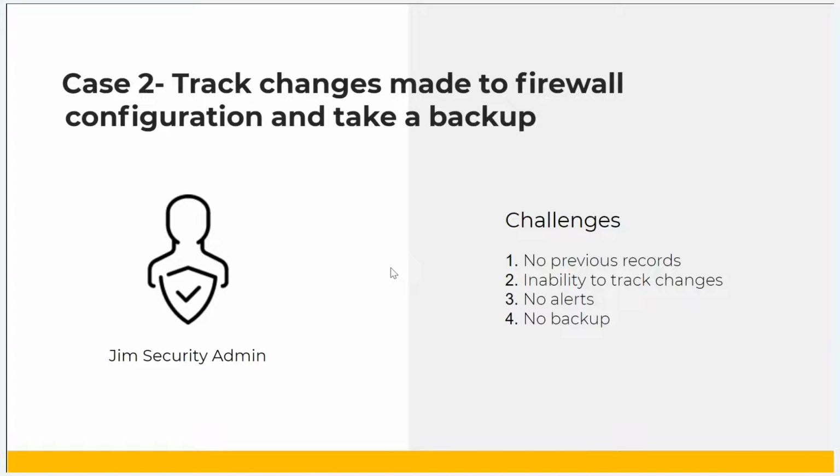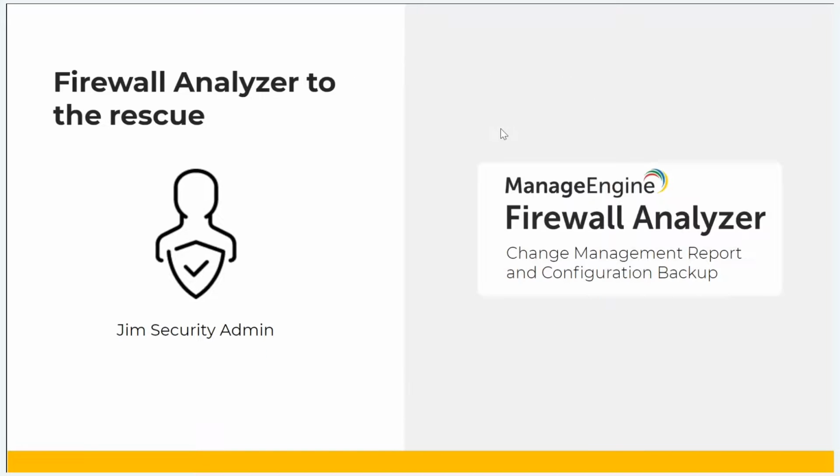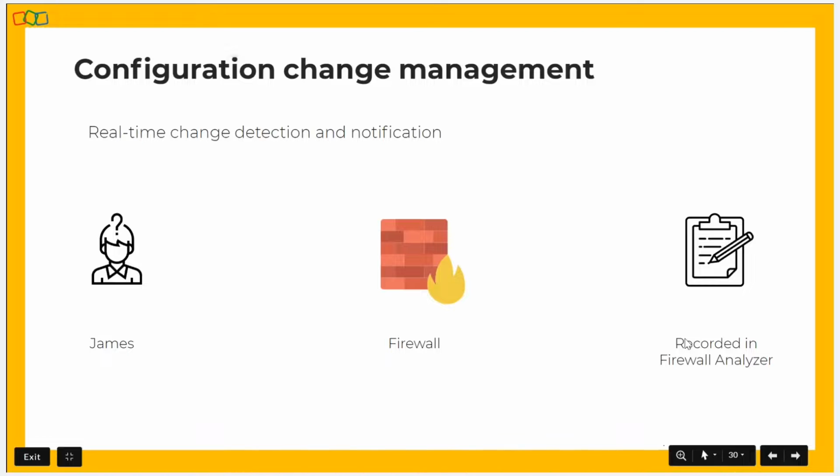But before that, the company also wants them to take a backup of the configuration files. So in case the company runs into a network security issue or a security disaster, they want to ensure continuity in the business, so they want to have a backup of the configurations. So let us look at how Firewall Analyzer's change management report and configuration backup section will help to resolve this issue.